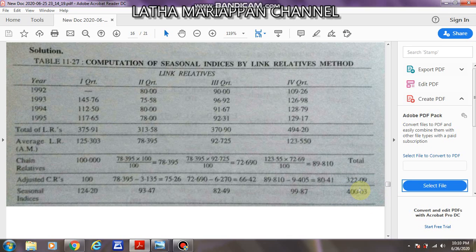So like this only you have to find out the seasonal indexes by link relatives. Here the formula is very important. The first data is always a dash, because we don't have the previous period's data. For the second quarter you consider the first quarter data, for the third quarter you consider the second quarter data, and like that we have to do it. I hope you understand this link relatives. Thank you.